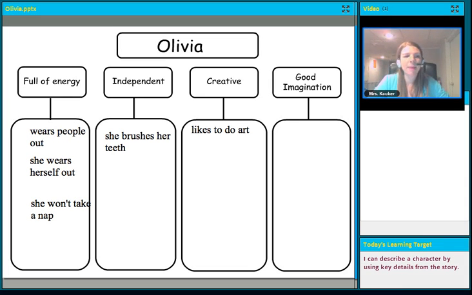Well, let's go back to independent. What else makes Olivia independent? Maya. She chooses her clothes. Ooh, yeah, you're right. Remember here where she chose all her own clothes? She tried on all the different outfits. Yeah, she chose her own clothes. So I'm going to say she gets dressed by herself, or she chooses her own clothes. She chooses her own clothes and gets dressed.